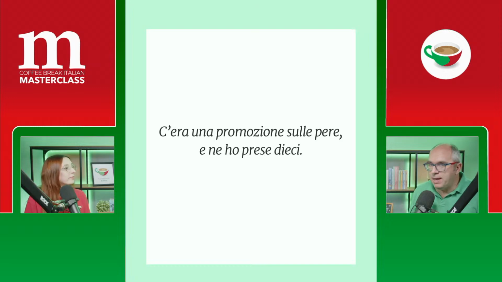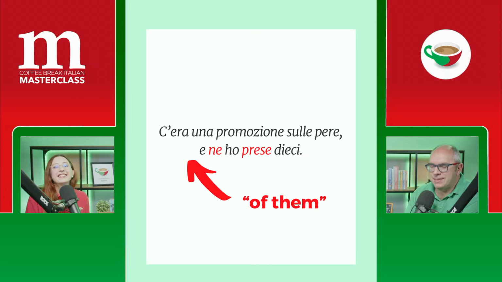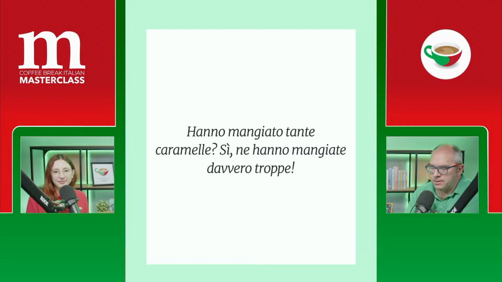C'era una promozione sulle pere e ne ho prese 10. Esattamente. Carolina, I've got something to admit here. I make this mistake all the time. I always forget to make this agreement with ne. And as a learner, I know that I shouldn't be making that mistake. But yeah. È normale, it's quite normal because sometimes it's also ambiguous, especially with quantities. So it can happen that the agreement is not in place. You're making me feel better. Okay, so ne ho prese 10, so again, of them, sulle pere, referring back to the pears.